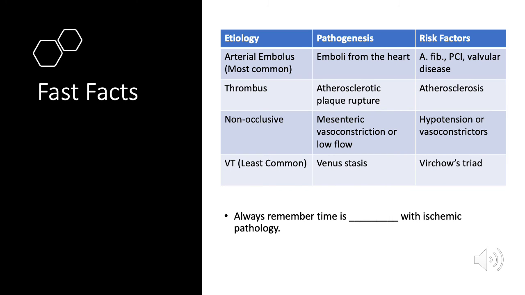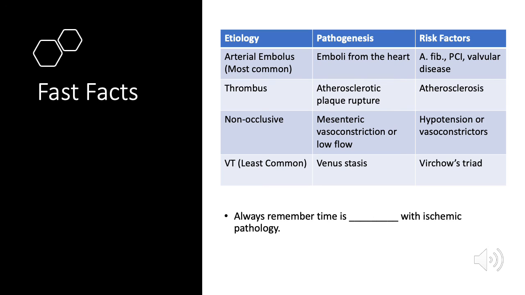Next up is thrombus. The pathogenesis here is just like the thrombus you've been taught about, where they have an atherosclerotic plaque that ruptures. So the risk factor here is atherosclerosis. Non-occlusive etiologies include mesenteric vasoconstriction and low flow states. So risk factors here are hypotension or hypovolemic shock and vasoconstrictors. It's important not to just remember iatrogenic causes like pressors, but also drugs like cocaine can cause this type of mesenteric ischemia.